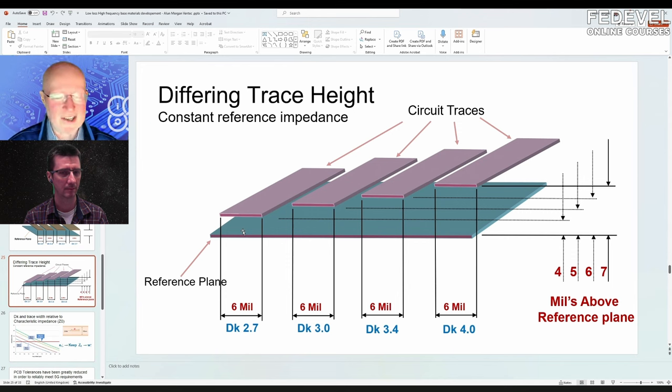So what I'm saying is dielectric constant can also be a big advantage for the designer as a design parameter to make the board more producible and give higher yields, let's say, in the manufacturing. So that is the kind of message I wanted to get across there.